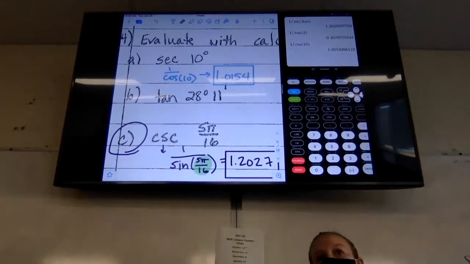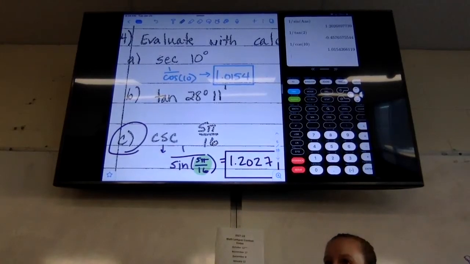The last two, you might have looked at that and thought they were the easiest ones because they were tan and sine, so we don't have to do 1 over anything. The reason I put them last, though, is because I have to do a little conversion to go from degrees, minutes, seconds into decimals. So I'm currently at 28 degrees and 11 minutes.